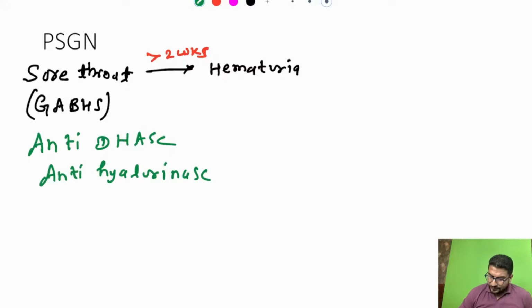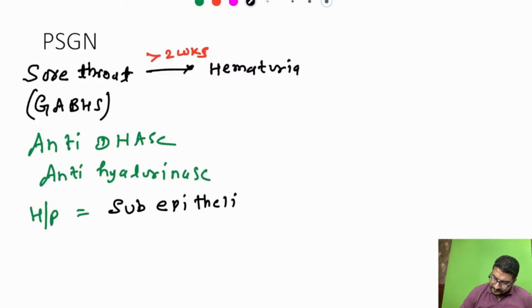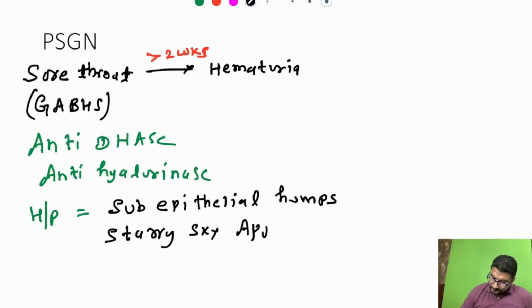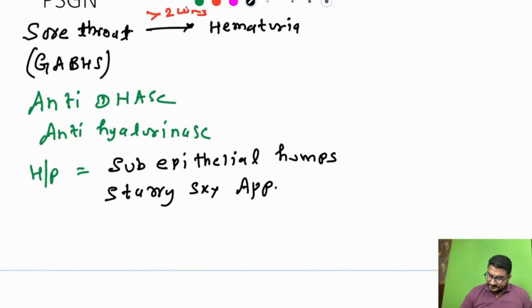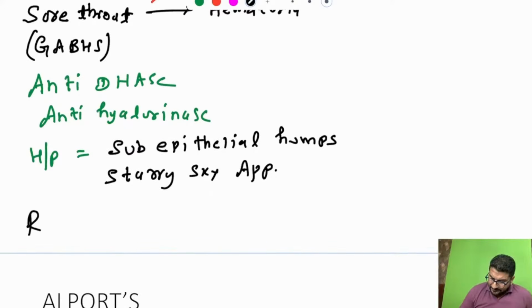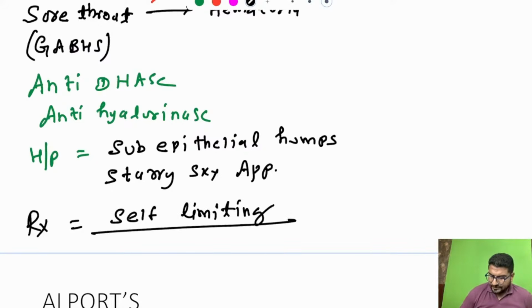Then remember, they ask you a question on biopsy. If you do a biopsy in histopathology, you will find subepithelial humps, and this pattern is what we call, इसको बोलते हैं lumpy bumpy pattern. Sometimes you will also get a starry sky appearance. Done. Now, treatment की अगर बात करूँ, understand, it is self-limiting. Self-limiting means you don't have to give any particular drug. ये अपने आप ठीक हो जाती है.